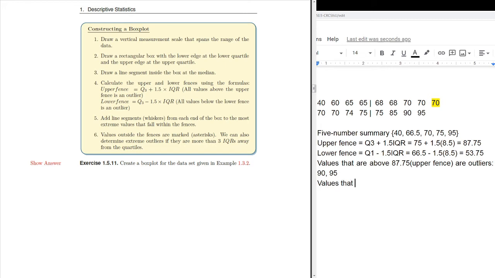Now values that are below the lower fence, so values that are below 53.75, are also outliers. So if we look at our data set, we have one value that is below 53.75, which means that this is an outlier.